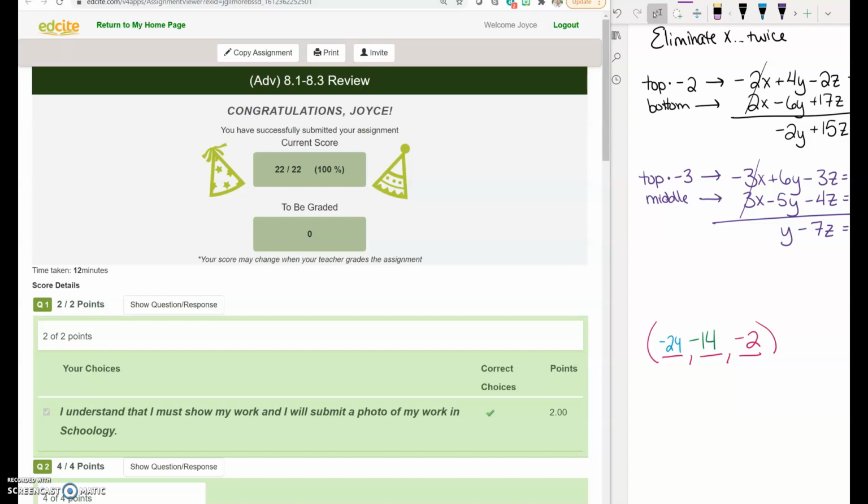Don't forget, once you're done, take a picture of whatever piece of paper you showed your work on. If you are in person, I'm going to have specific paper for you to show your work on. If you are at home, just show your work as neatly as you can on a piece of notebook paper and submit a picture of your work through Schoology.